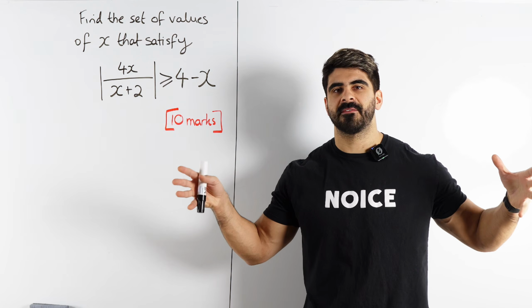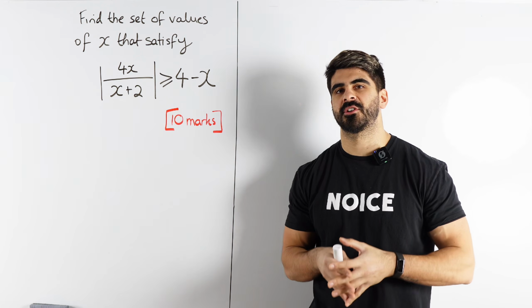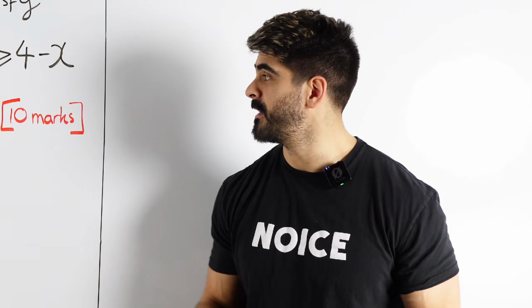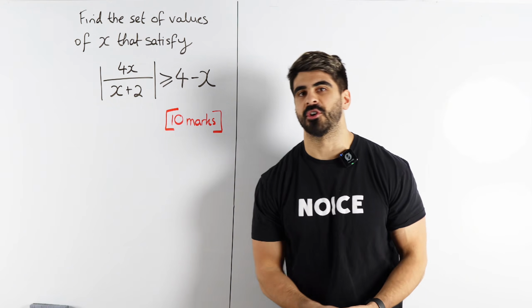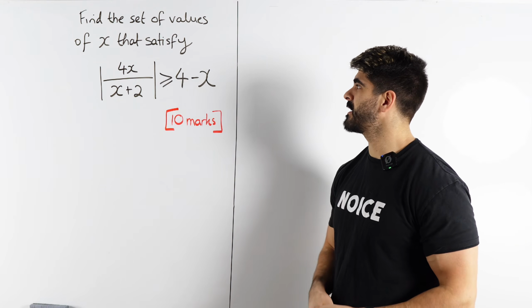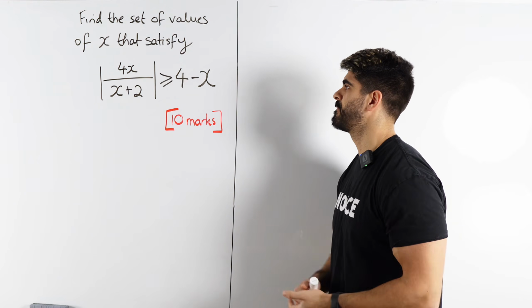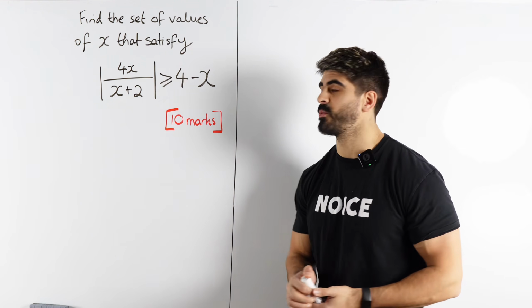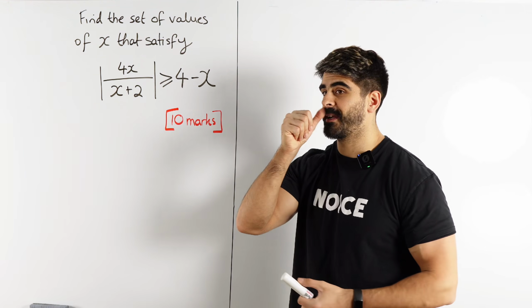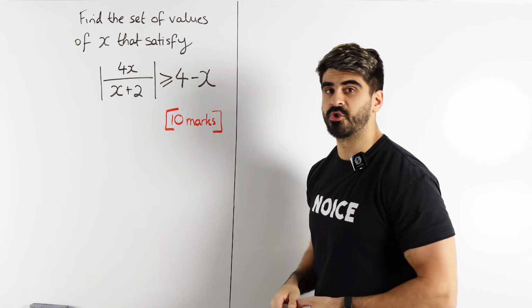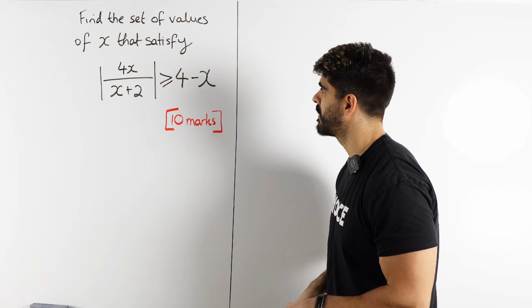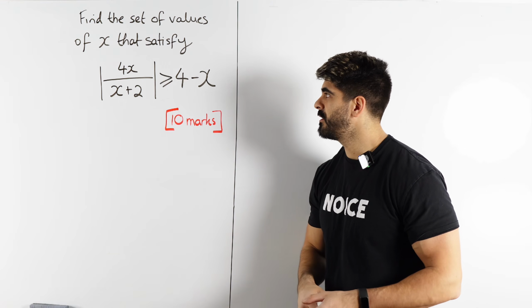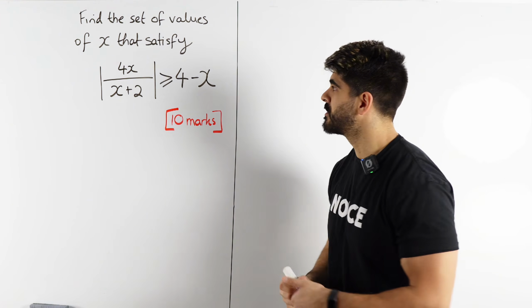This normal maths modulus question is crazy for 10 marks. Let's have a go. Find a set of values of x that satisfy that. Now, usually in normal maths, we have a modulus around a linear function, maybe a quadratic if they're feeling a bit nasty. We've never seen a question with a recip function. So how do we do it?